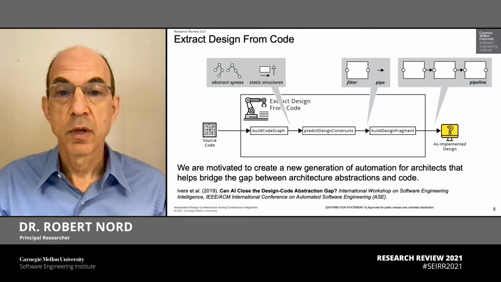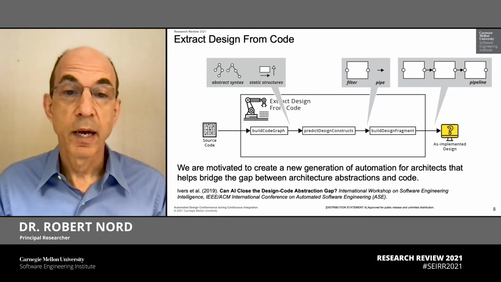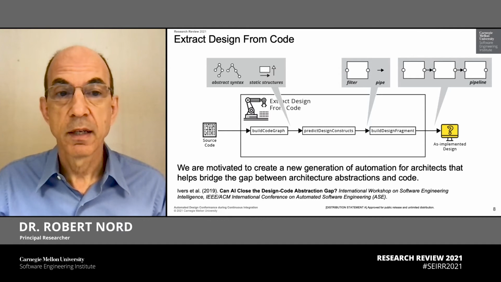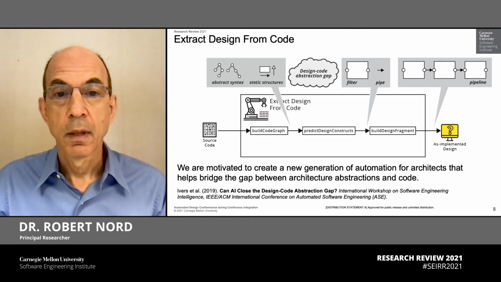We're using a data transformation pipeline here as an example of a design fragment inspired by the FACE technical standard that follows the MOSA approach. It consists of design constructs such as filters that read input, transform data, and write output, and pipes that connect filters and provide buffering and synchronization. Bridging the abstraction gap between code structure and design is a hard problem and represents one of our contributions to the state of the art.